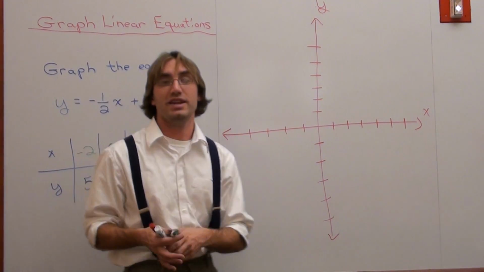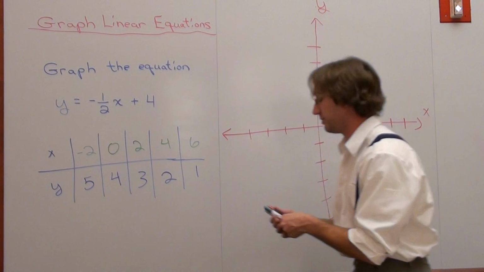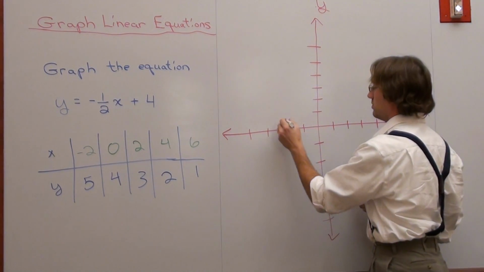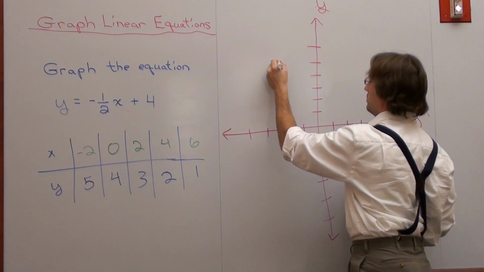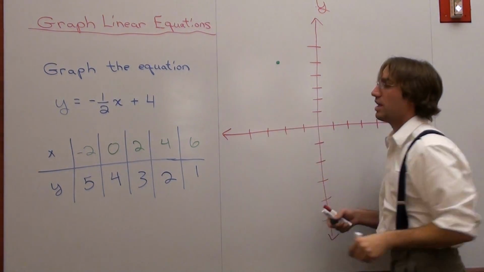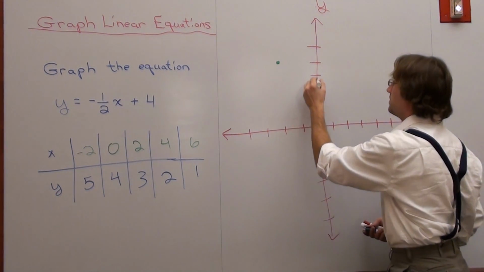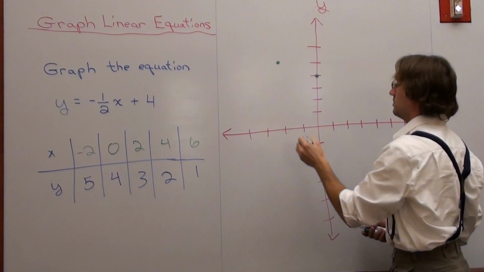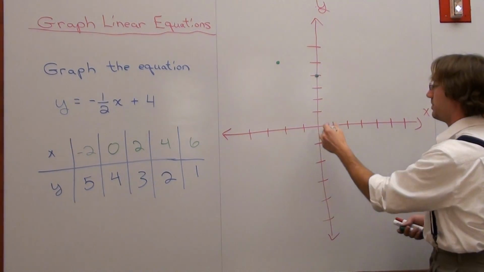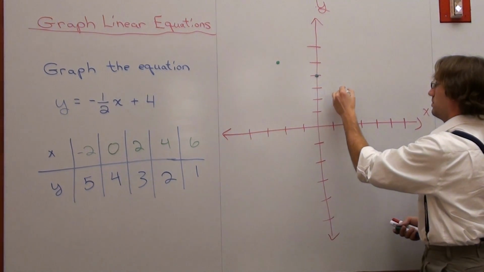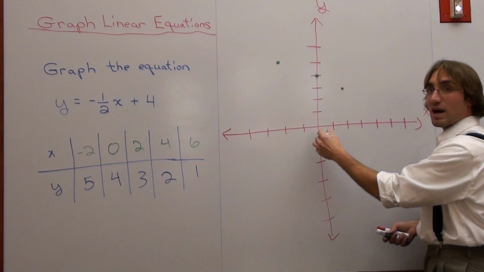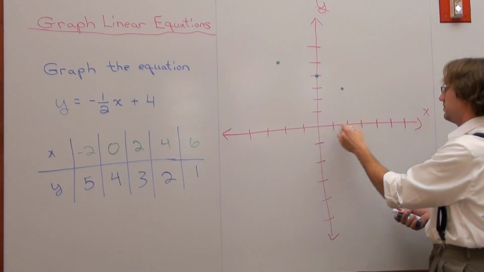So the first one is at -2, 5. The next one's at 0, 4. Next one's at 2, 3. Next one's at 4, 2, and then 6, 1.